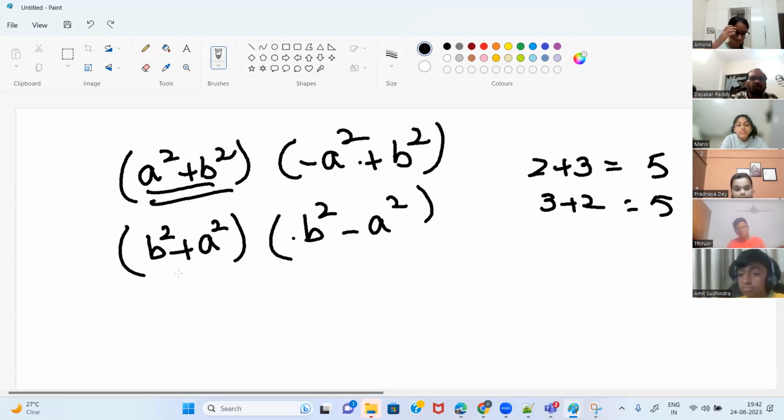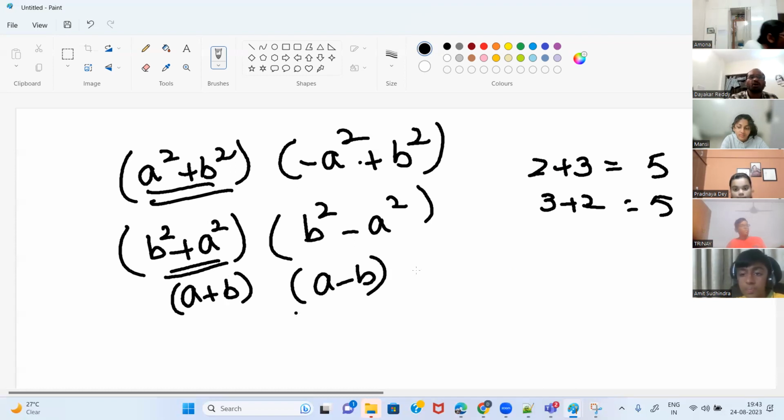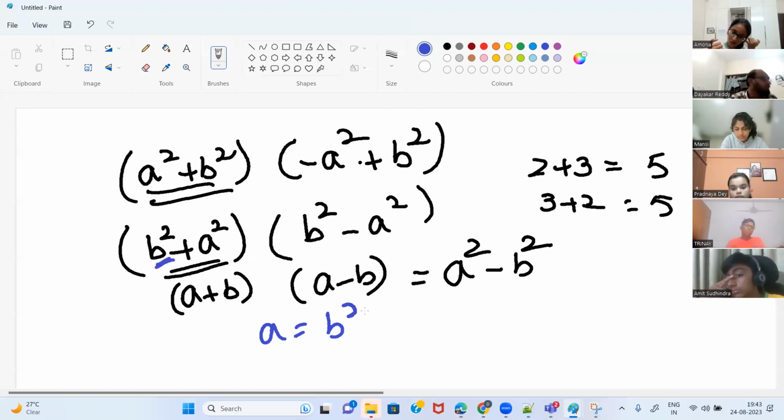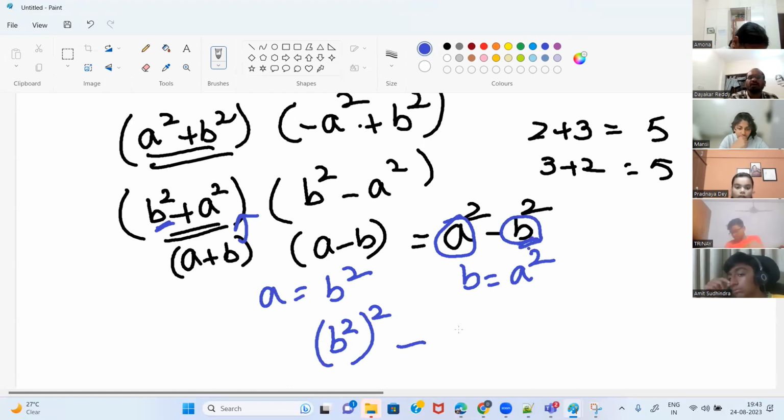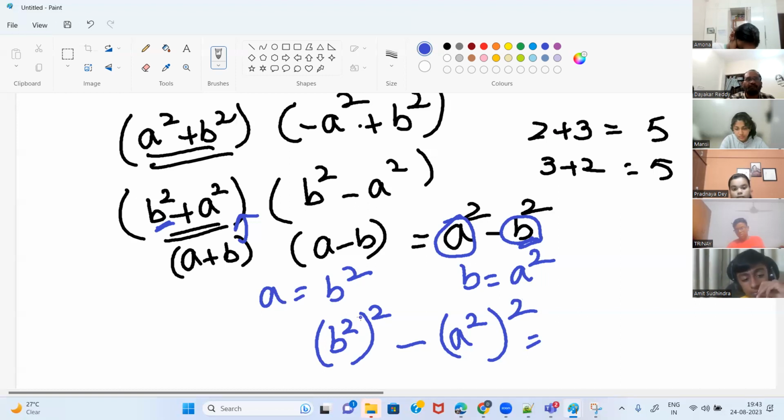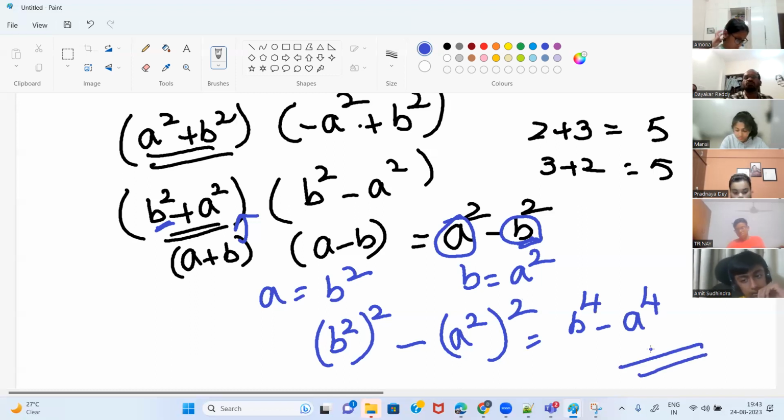Now, why I wrote this, you'll get a formula. What is the formula? A plus B into A minus B is A square minus B square. But tell me, what is A? Instead of A, what are you having? B square, right? Instead of B, what are you having? A square. Substitute. A value is B square, so B square whole square. What about the B value here? I am having A square, then whole square. Are you clear? Amit, are you clear? Yes, sir. B square whole square, how do we write? B to the power of 4 minus A to the power of 4. Yes, please copy, children. Copy this also. Done, sir.